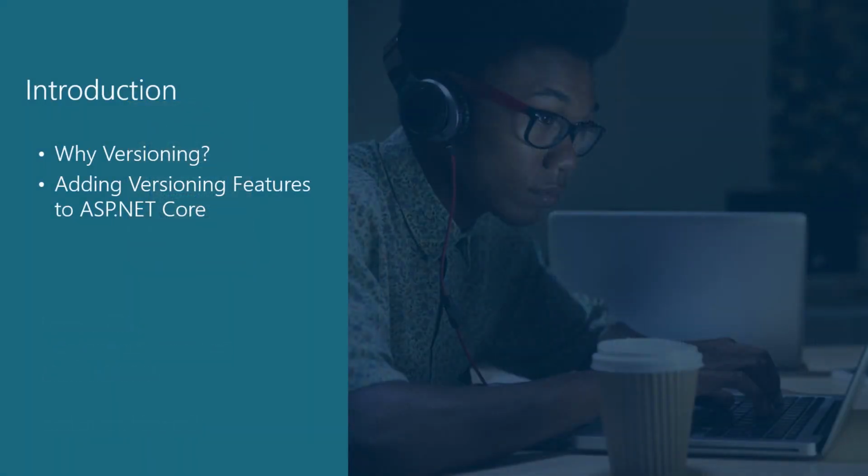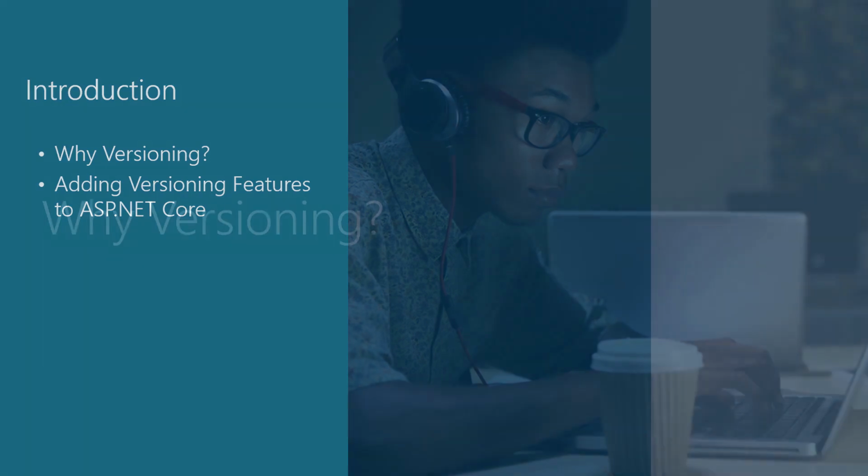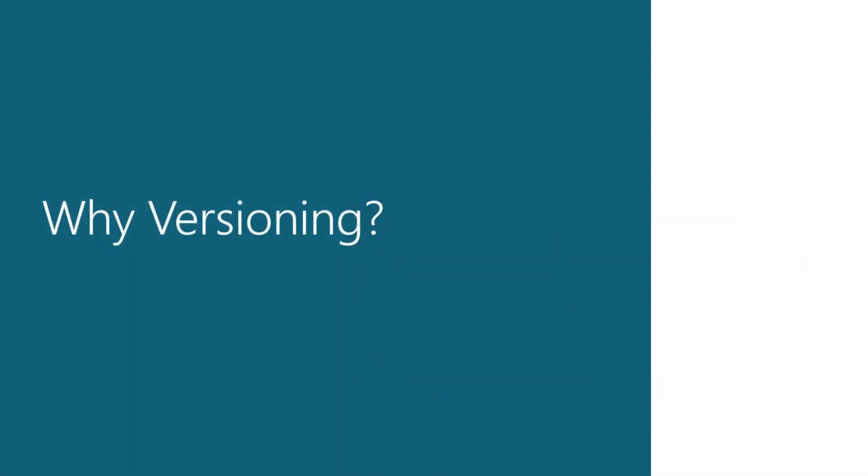In this module, we're going to talk intensively about versioning. More specifically, we'll discuss why you would want to version your API, and we'll talk through the process of adding versioning features to ASP.NET Core. In this section, we'll discuss why versioning is even a topic that needs to be discussed, and why you should consider it for your APIs.